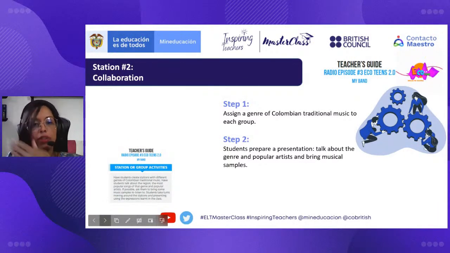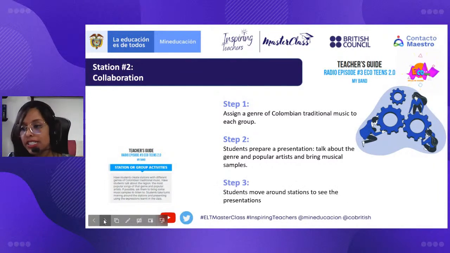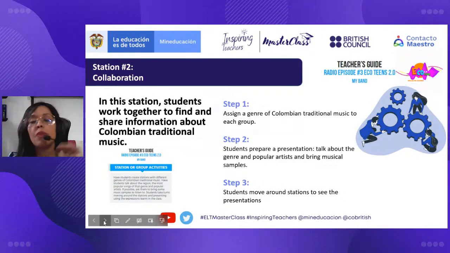They don't need to go and look for information. They can simply talk about their own experiences with the music. And then finally, students can move on and start moving around, seeing the different presentations that the groups prepared, so that they can really start recognizing and using the functional language through this topic. So what are we doing here? The students are working together to find and share information about Colombian traditional music. So this is a great exercise for collaboration.